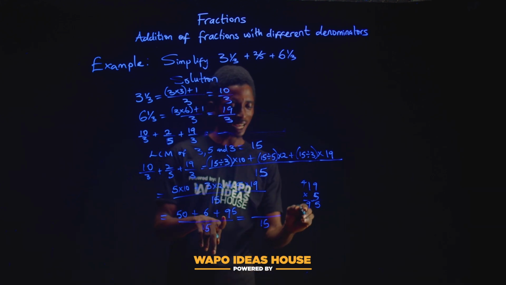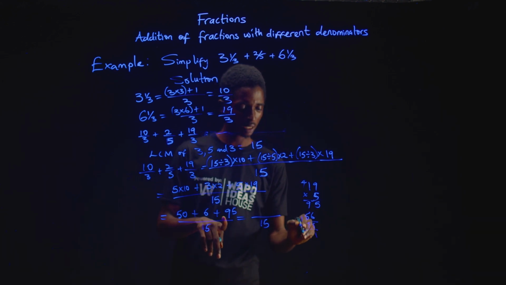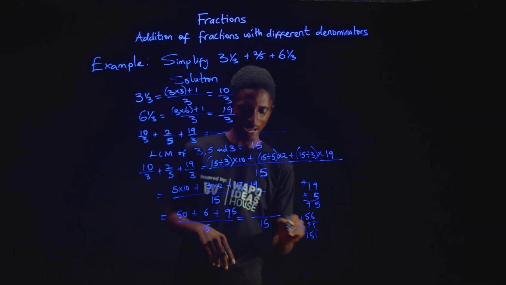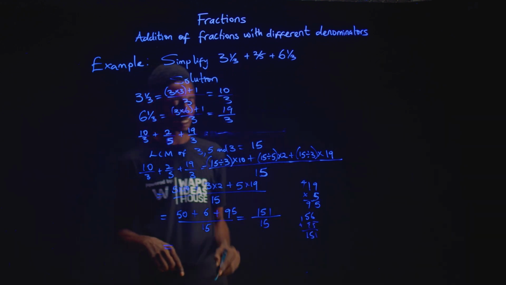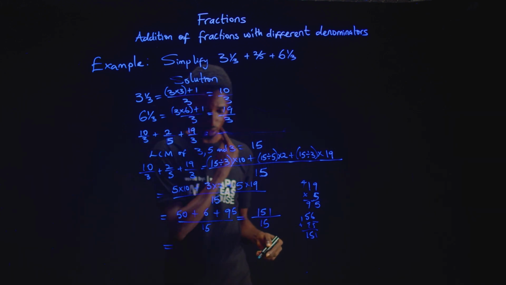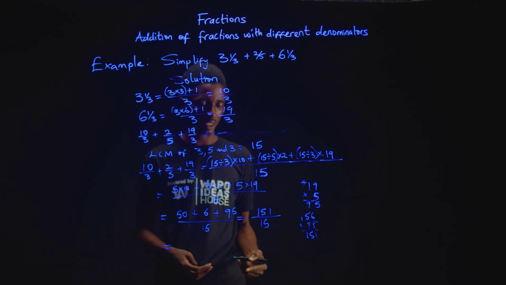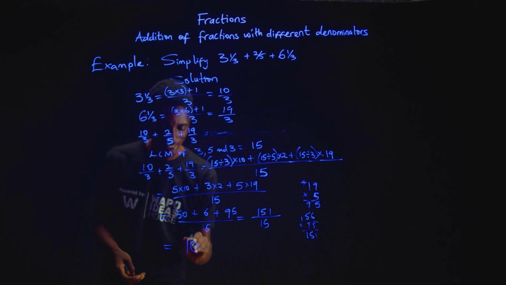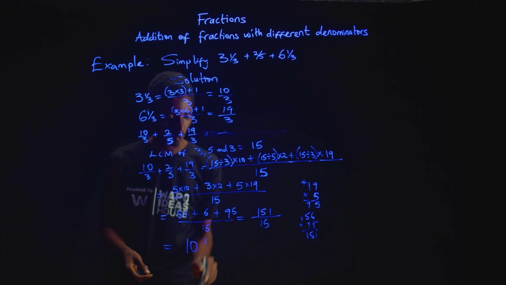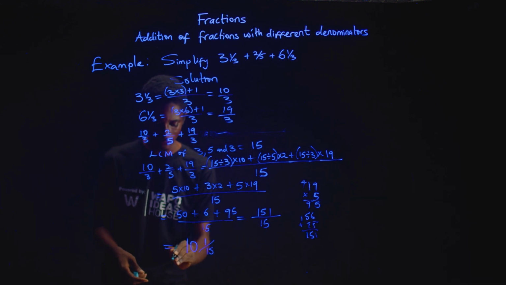56 plus 95 would give us 151. Now let's bring this into a mixed fraction. We know that 15 times 10 will give us 150. That means 15 will go into 151 10 times, remainder 1. So we have 10 whole number 1 over 15.